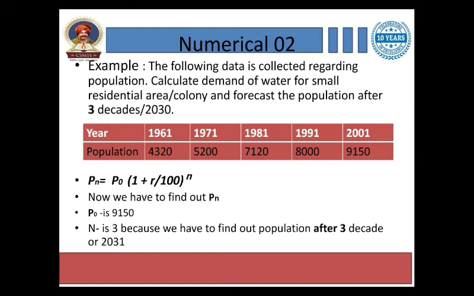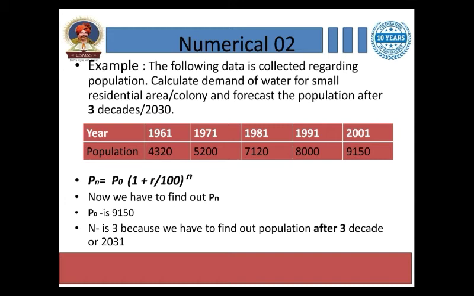So numerical, second. We will study the same example here also. The following data is collected regarding the population. Calculate the demand of water for a small residential area or colony, forecasting the population after 3 decades. It means by the end of 2030, right? Again, row 1 is given with your years and row 2 is given with population. Then what is the formula for the geometrical method? Pn is equal to P0 in bracket 1 plus R divided by 100, raised to n.